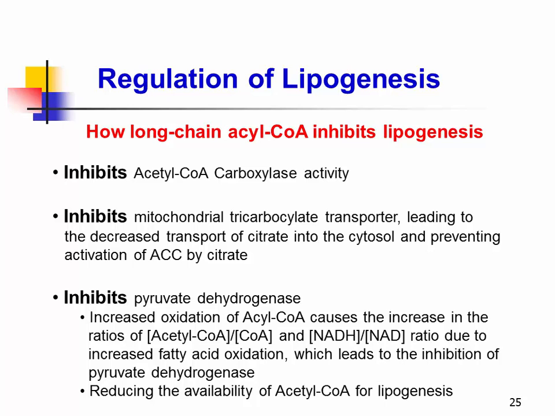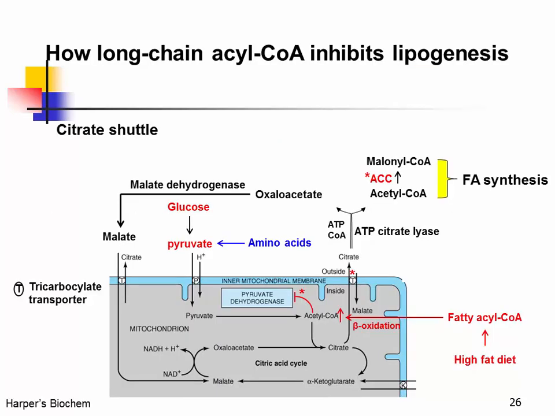All right. Any questions? Okay, here is a clearer picture. The long-chain acyl-CoA directly inhibits ACC, and also inhibits pyruvate dehydrogenase, and then this shuttle system.